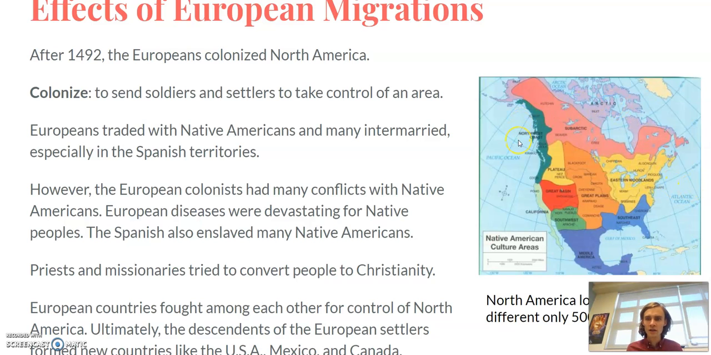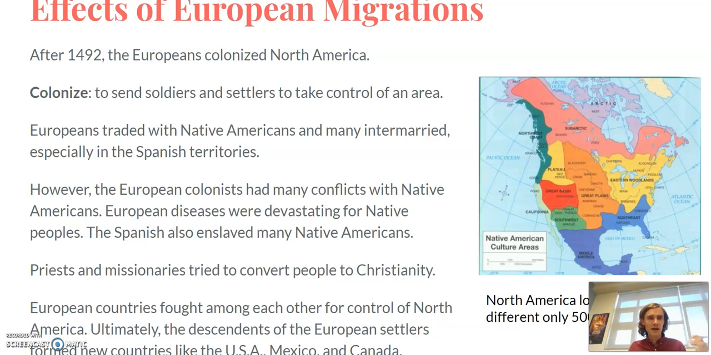This map shows what the Native American cultural areas looked like in North America before the Europeans showed up. And you'll see that it looks very different from the map of the countries that are there today. After 1492, the Europeans colonized North America. Colonize is a vocab word that means to send soldiers and settlers to take control of an area. And the Europeans took control of North America from the Native Americans over many hundreds of years.